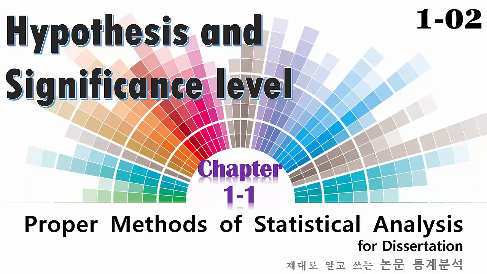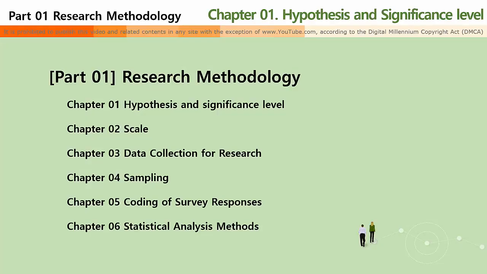The title of the book is Proper Method of Statistical Analysis for Dissertation. As you saw in the first video introduction, this book has 3 parts in total. Now that this is the first lecture, let's take a look at the contents of the book. Part 1 is the contents of research methodology. Because we do not have enough time to cover the entire contents of this research methodology, I briefly explain what you need to write your paper.